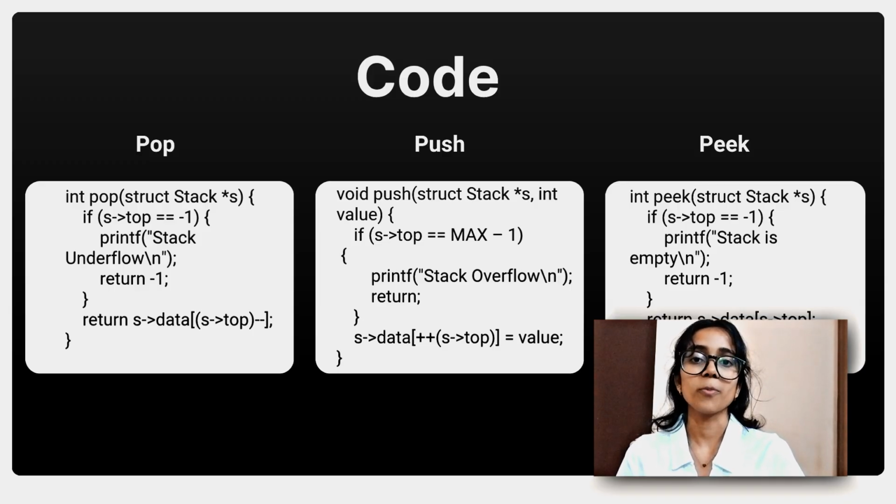Pop. So for the pop, we first check the condition if the stack is empty or not. Hence we compare the value of the pointer top to -1. If it is -1, it implies that the stack is empty, leading to the condition stack underflow. If the condition is false, we remove the element and then decrement the value of top by 1.